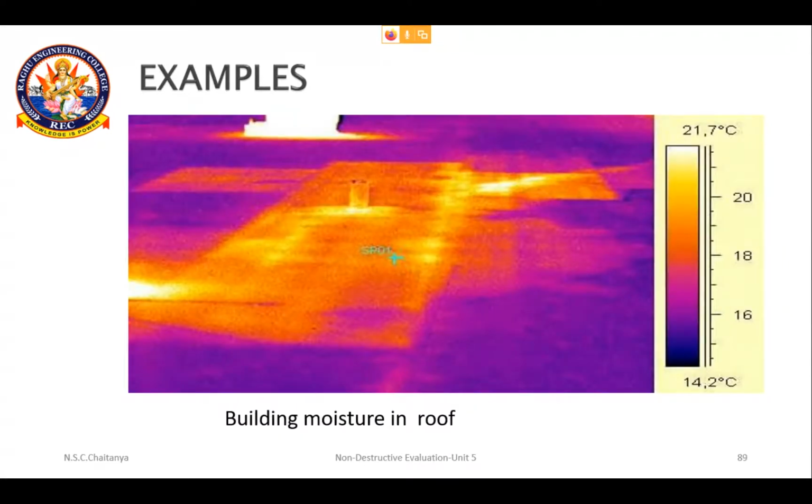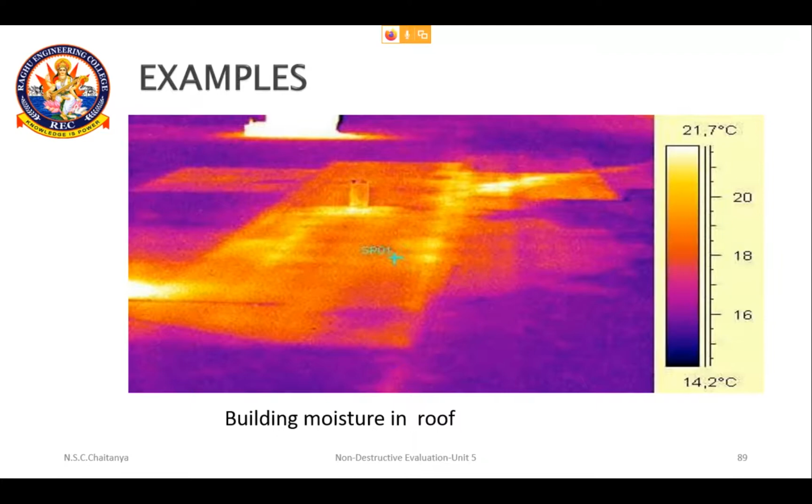Next example, slide number 89. Thermography can also be used for finding building moisture in a roof, because moisture stuck in the roof due to seepage would be at a different temperature. Thereby, this can be easily identified using a thermal camera. That is what is happening here. With the temperature difference from its surroundings, we can easily identify the moisture content in a building.